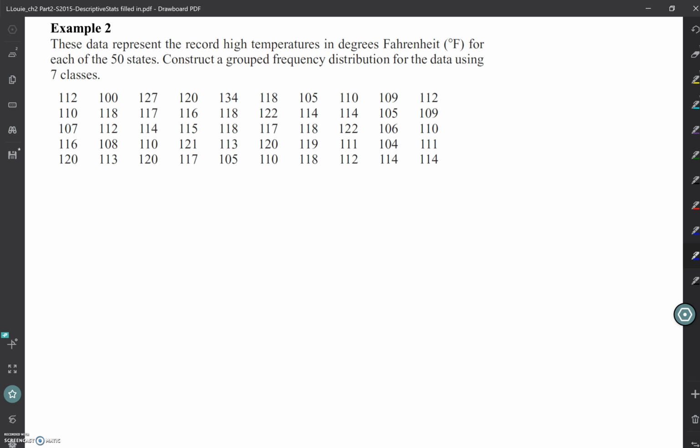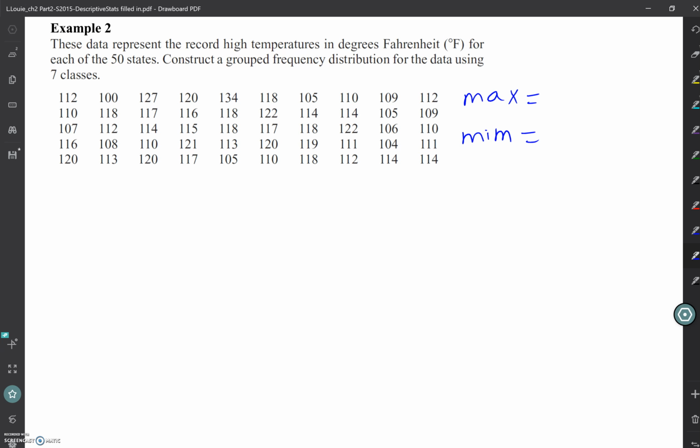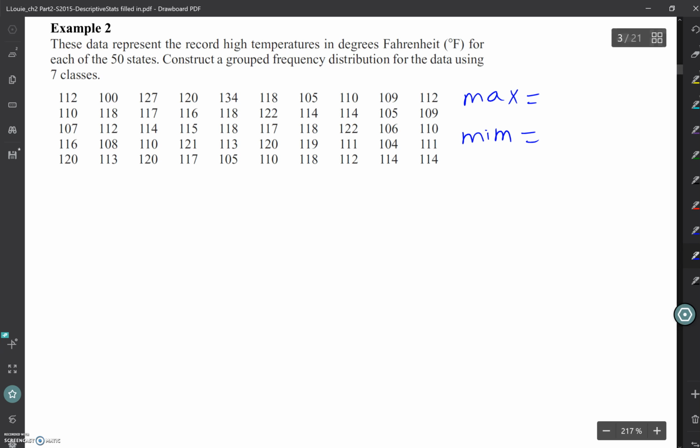In order to do that, I need my class width to start. For the class width, I needed the maximum and the minimum data point first, and then I would divide by how many classes I want. So first off, what's my maximum data point and what's my minimum? Minimum's 100. And we've got 134. Is there anything higher than 134? So we have a max of 134.